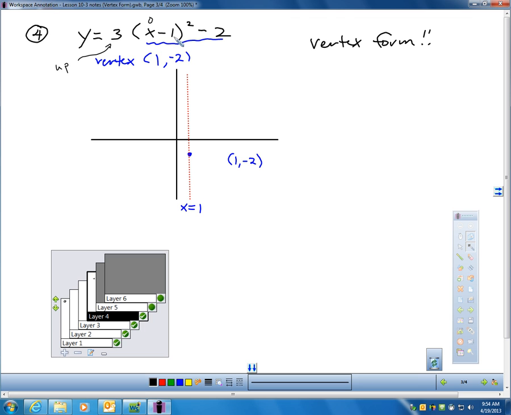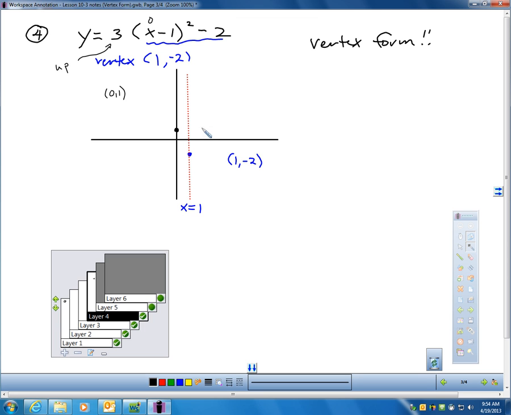0 minus 1 is -1. -1 squared is 1. 3 times 1 is 3, minus 2 is 1. So my intercept is (0, 1). It's just a coincidence that the first 2 problems I did had the same intercept. It doesn't always work that way.